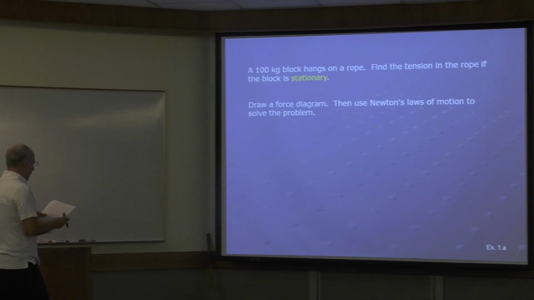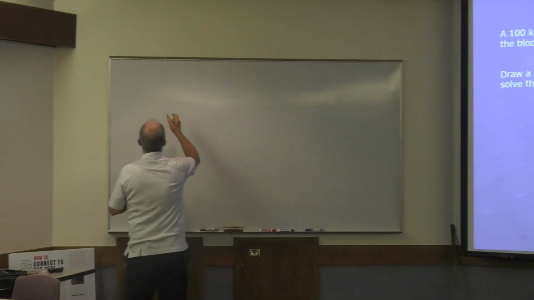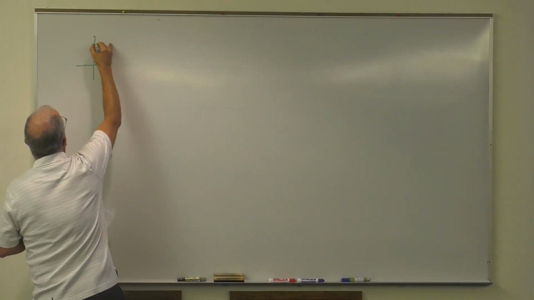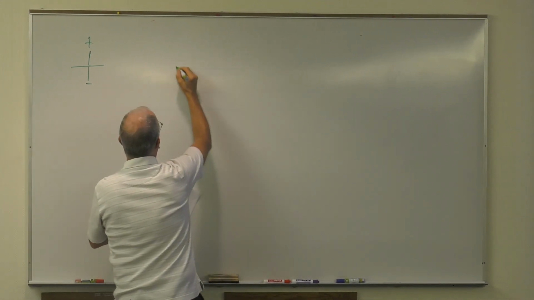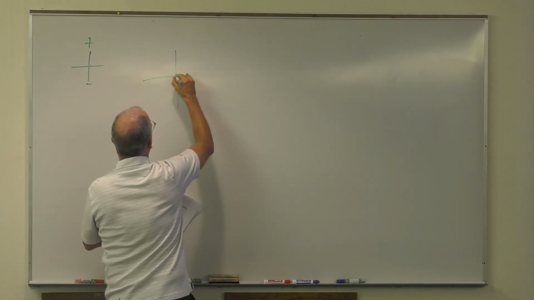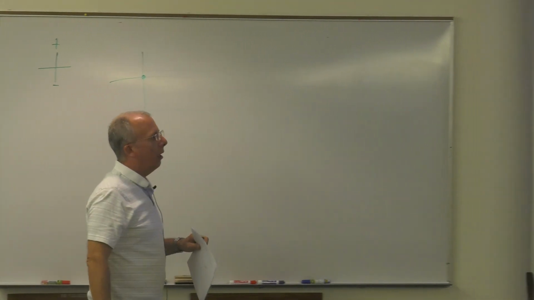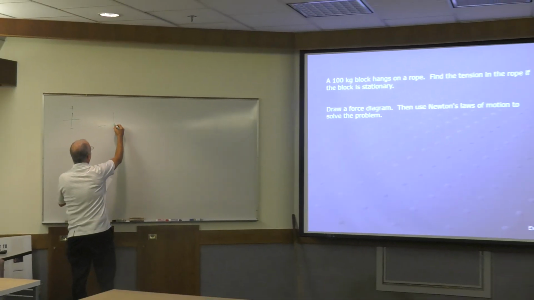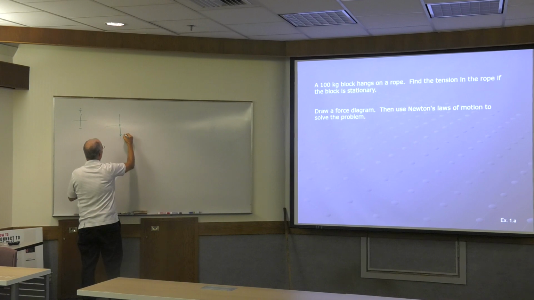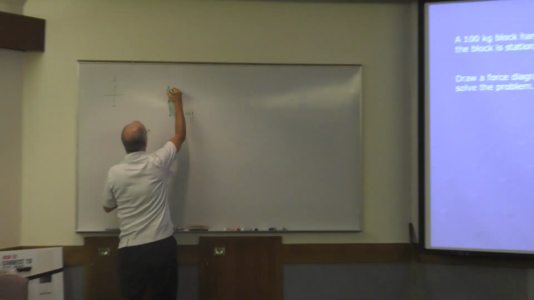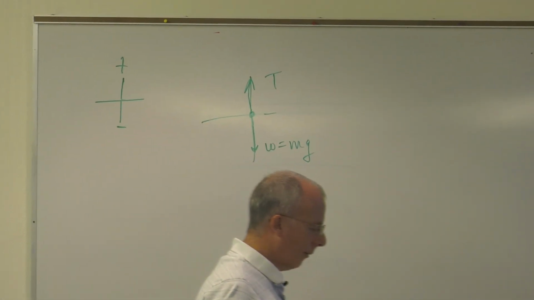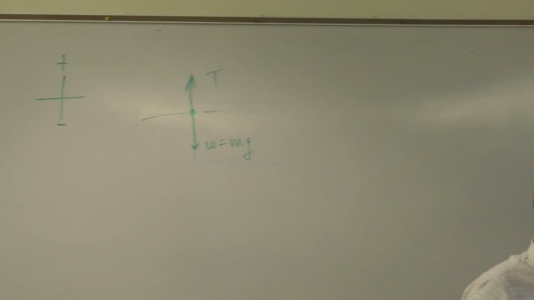Let's draw the force diagram. So we'll just use a regular coordinate system. And here's the object. What are the forces acting on the object? Well, there's the weight, which equals mg, and then there's the tension. That's it. Okay, so you draw the force diagram. Now there's really 3 steps, sorry.